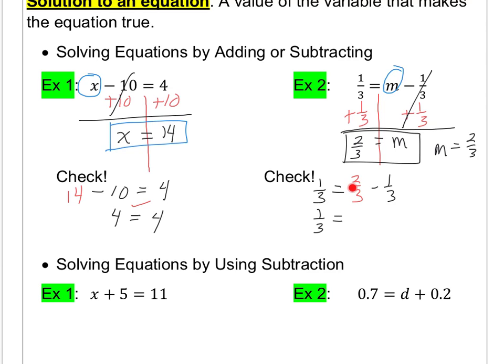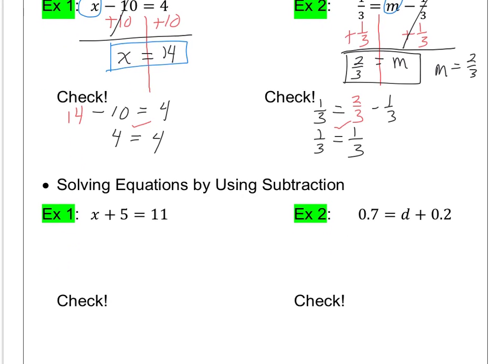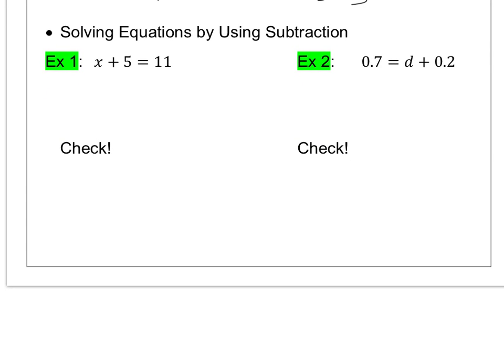And then on the right, we've got like denominators, so I can just do 2 minus 1. 2 minus 1 is 1/3. 1/3 does indeed equal 1/3, so our solution checks. So that was using addition. Both of those are addition. So now we're going to move to using subtraction. So let's look at example 1 and 2 here.